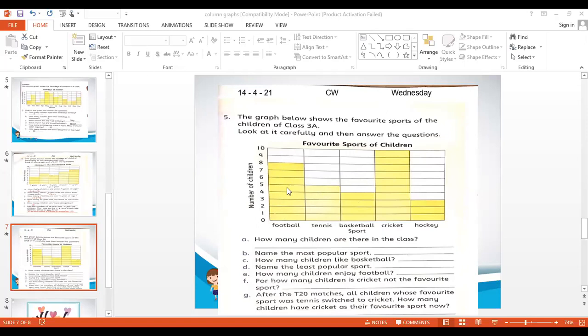Then name the most popular sport. Who will tell me? See the column graph and tell me, name the most popular sport. Yes, tell me beta. Cricket. Very nice, Ibad. Very good. Cricket is the most popular sport.